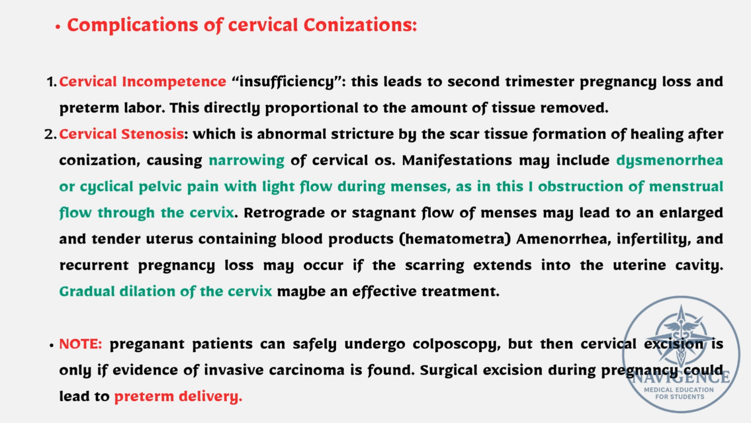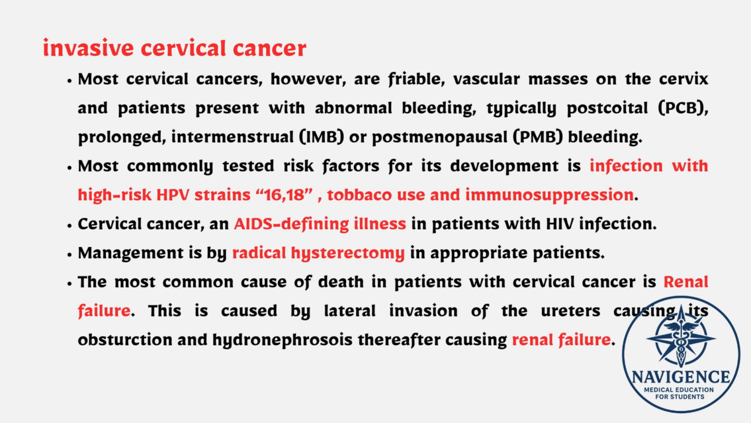Number 2, cervical stenosis, narrowing of the cervical os due to scar tissue after healing. Can cause dysmenorrhea, pelvic pain, and light menstrual flow because menstrual blood cannot flow normally. If severe, may lead to hematometra, amenorrhea, infertility, or recurrent pregnancy loss. Gradual cervical dilation can be used as a treatment. Special note about pregnancy: colposcopy is safe during pregnancy. However, cervical excision should only be done if invasive carcinoma is strongly suspected, because excision during pregnancy carries a risk of preterm delivery.